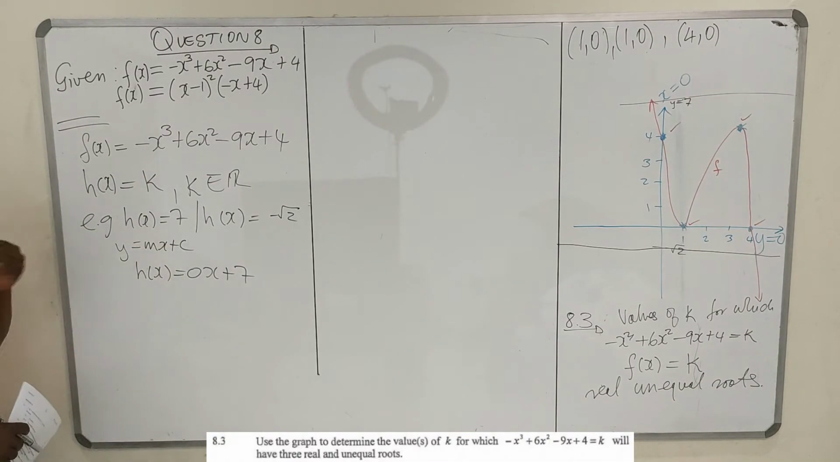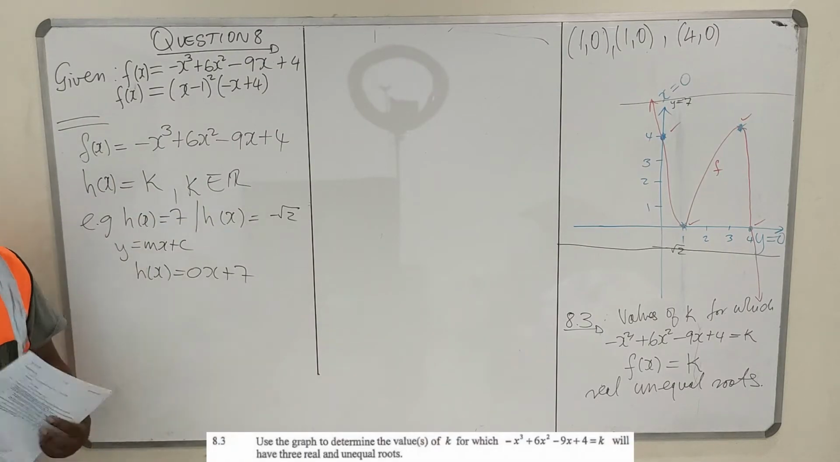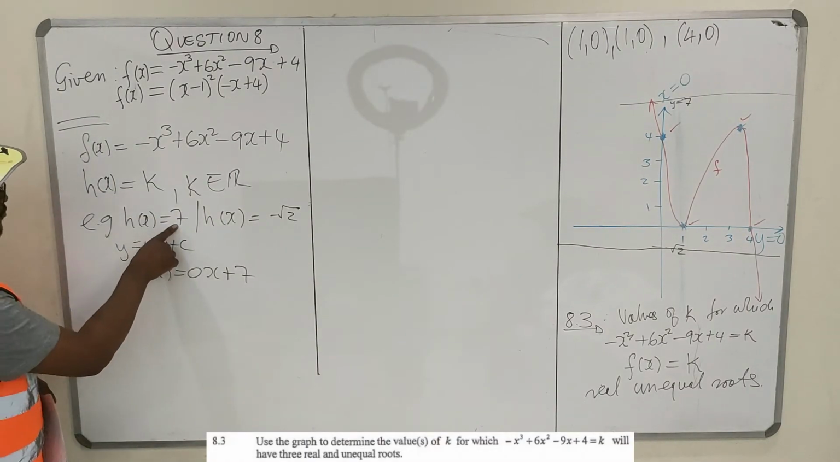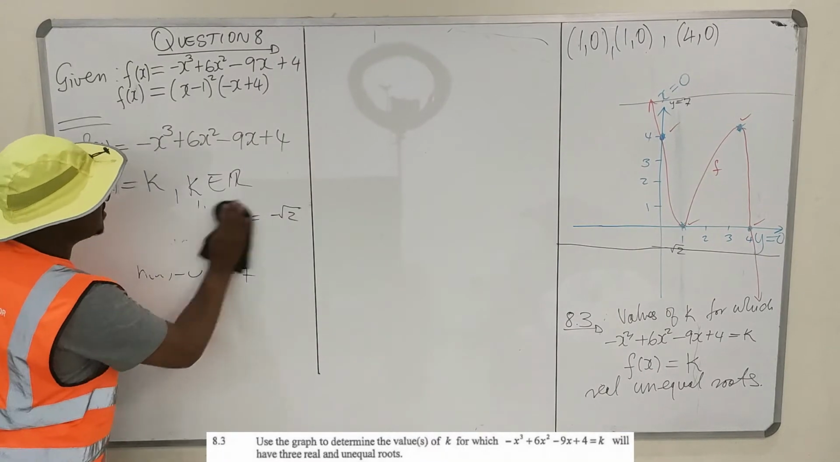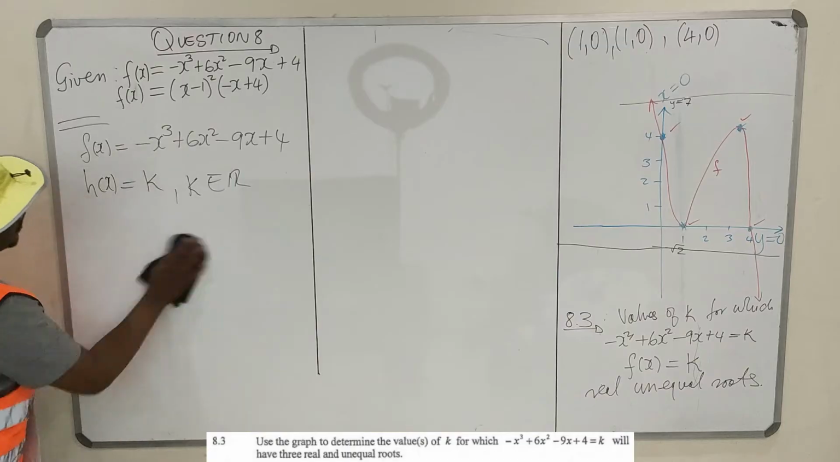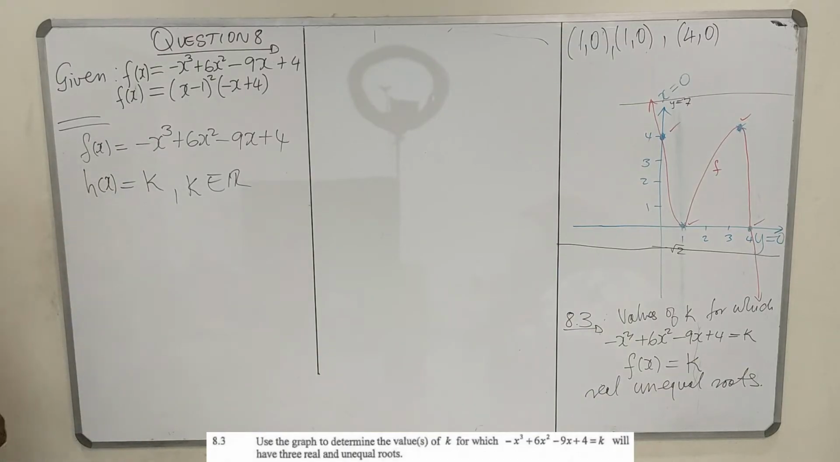So now, I'm going to clean this part because I don't need it anymore. I'm sure you can get the point that if you have an equation like this, it is a straight line. Right? It is a straight line. Okay, so let's continue.